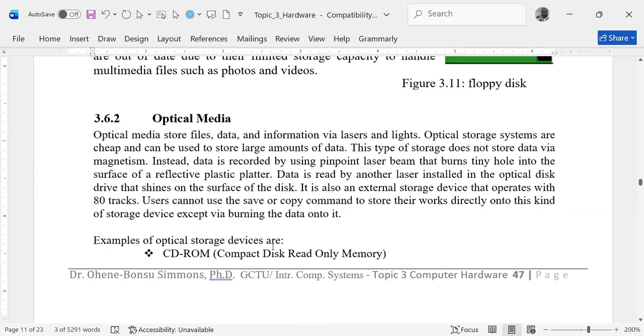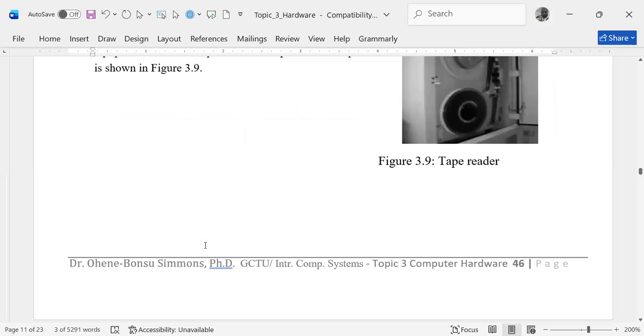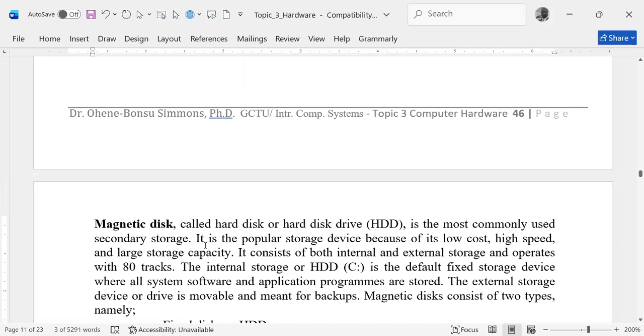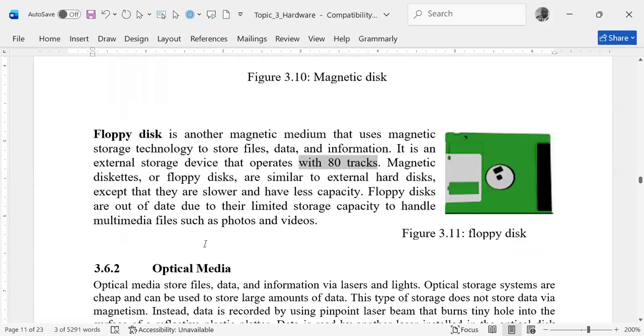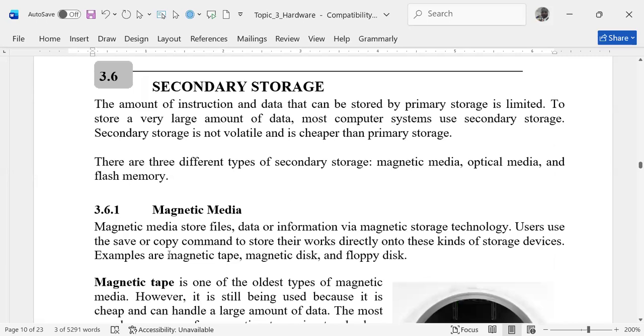Then the last family under the magnetic media is optical media. Oh, no, we finished the magnetic media, which consists of tape, the magnetic disk, and the floppy disk. Then the third, here it says 3 types. The secondary storage consists of magnetic media and optical. So now we are on optical.